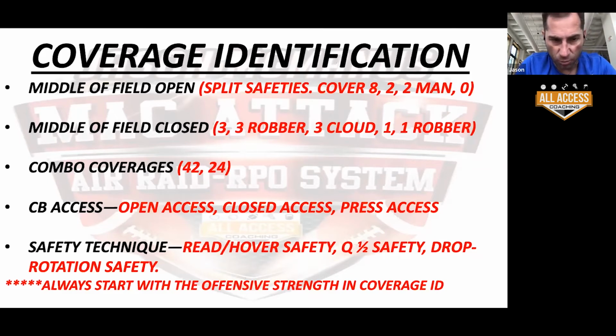Okay. Then you've got what's called the safety techniques, where you can determine the coverage by how the safeties are playing it. There's a couple different types of safety techniques we talk about. You get a read safety or hover safety. That's when you're getting middle of the field open and both safeties are hanging on number 2 and they're kind of flat foot reading. Q and 1/2 safety is when the safeties are playing a half field technique, and they're getting off the hash. And then, of course, you're getting a drop or a rotation safety, where your safeties are dropping over the number 2 receiver or the number 3 receiver, and then they're rotating.